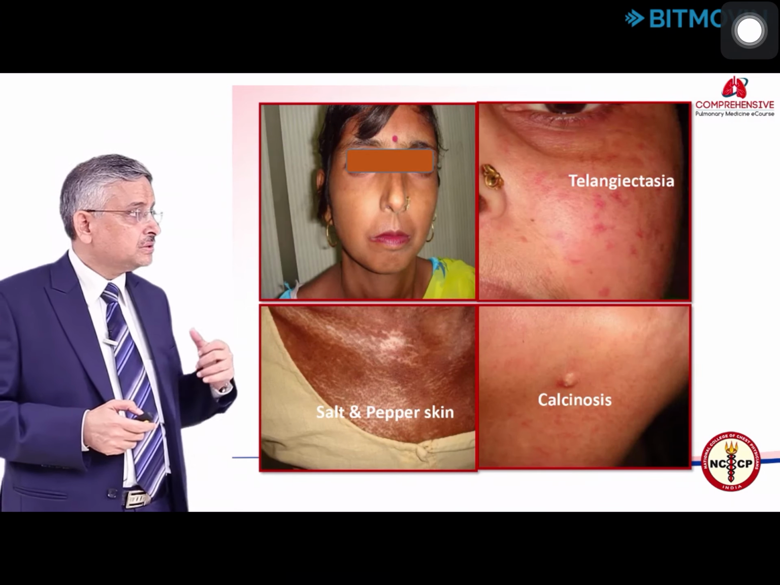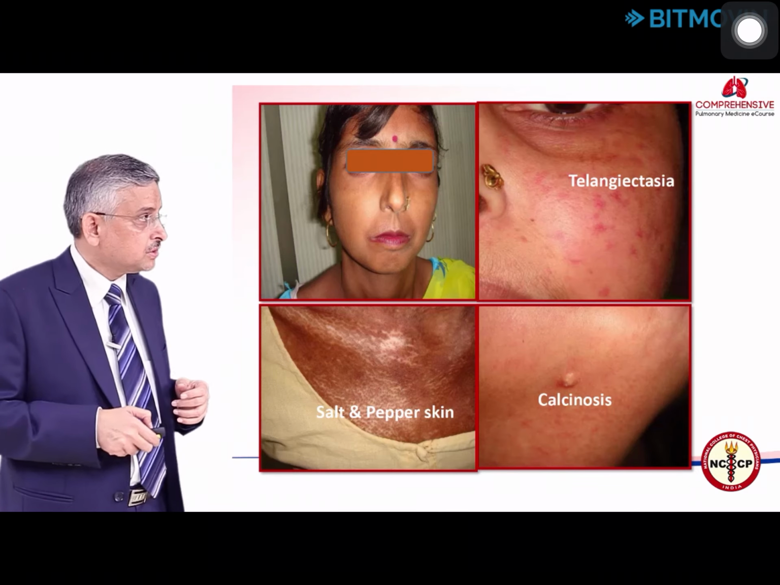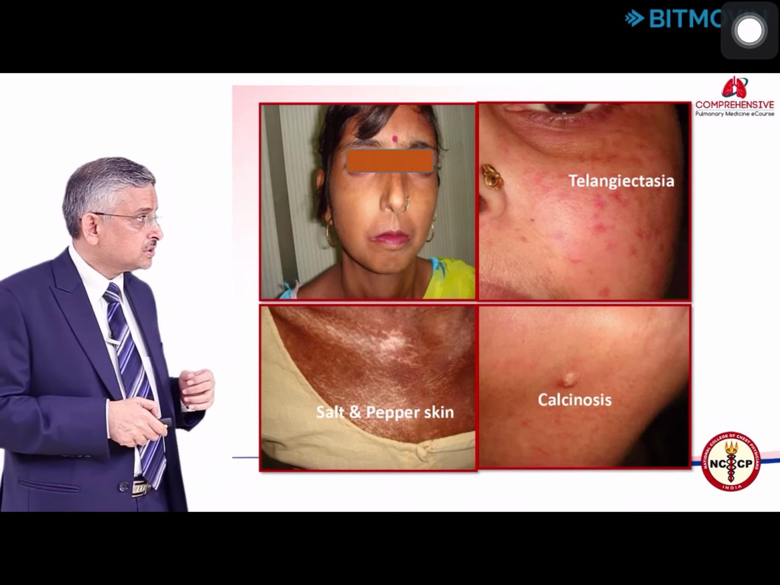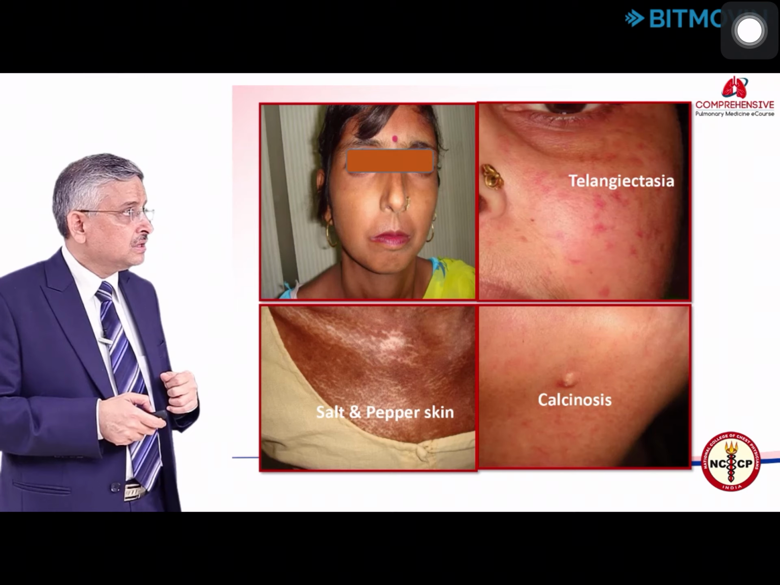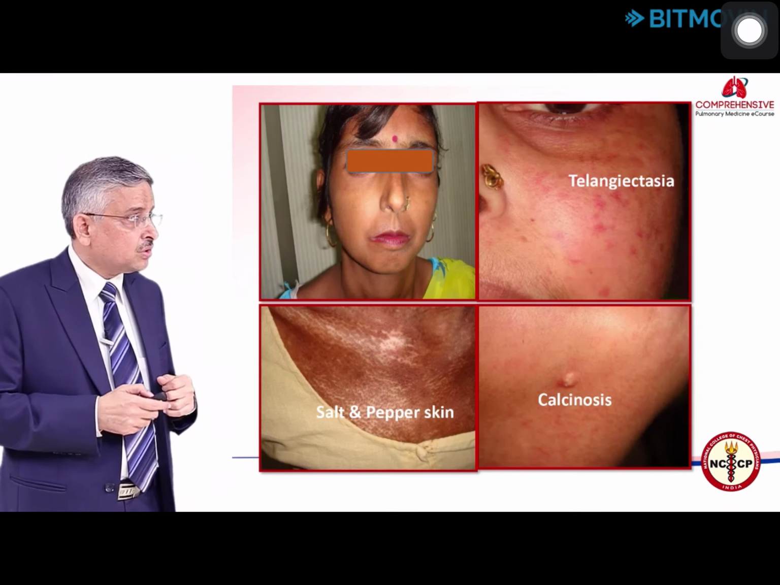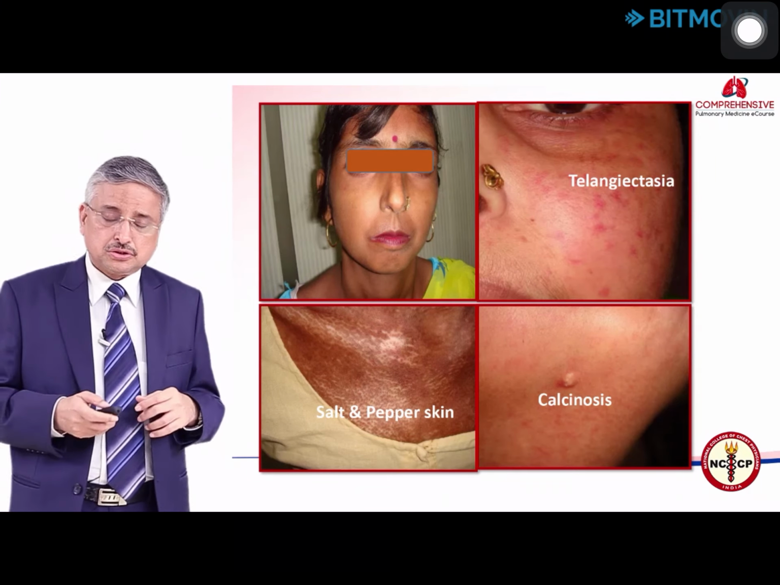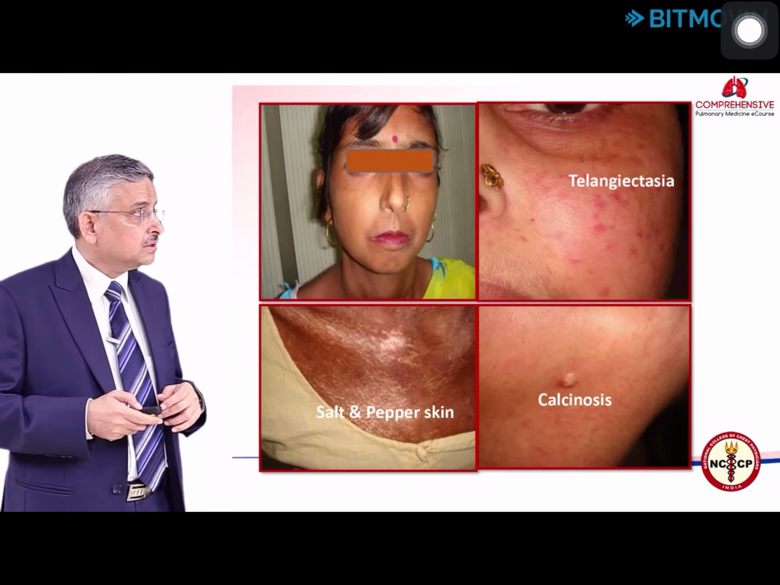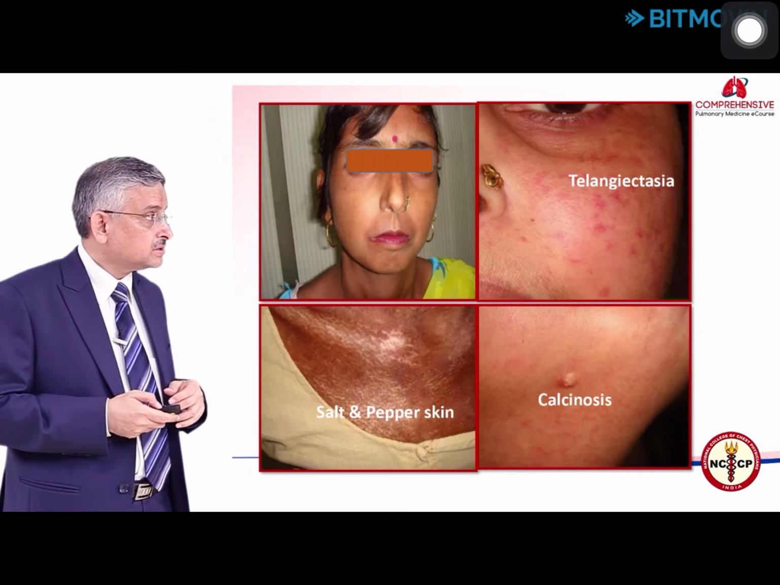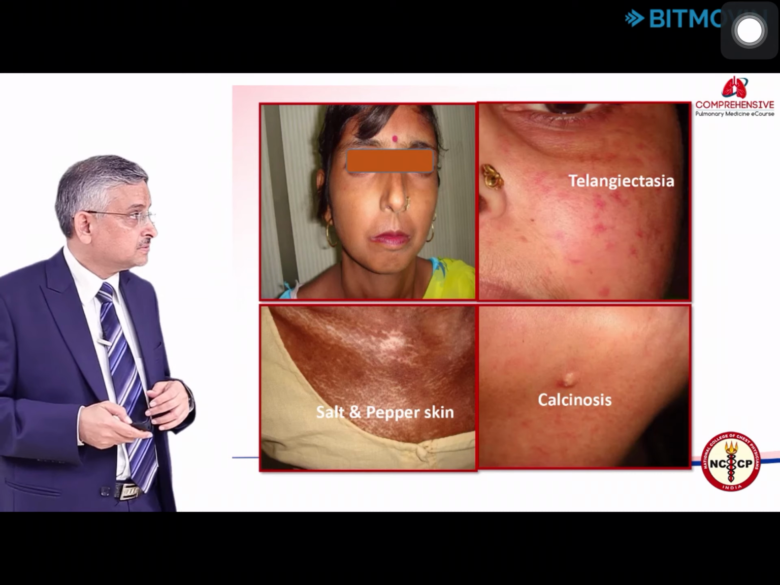And then you have these classical lesions of the CTD, especially in patients with scleroderma. You have a pinched out nose, you have a salt and pepper appearance on the skin, telangiectasia and calcinosis. All of these will give you an idea that you are looking at a patient with scleroderma, and that may be very clear as far as what is the cause of the interstitial lung disease.